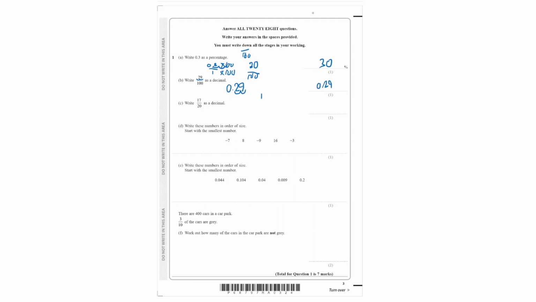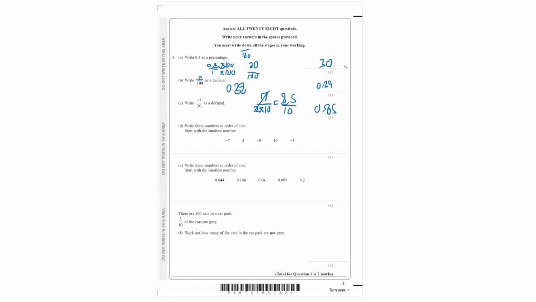Write 17 over 20 as a decimal. We can rewrite 20 as 2 times 10. And I can see here that 17 divided by 2 is 8.5 over 10, since this has been cancelled out. And when dividing by 10, simply move to the left one. So we have 0.85.